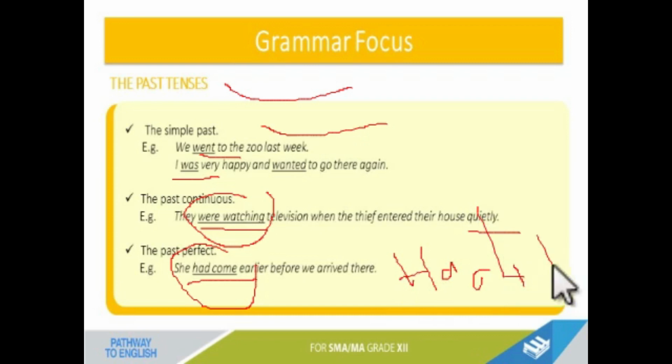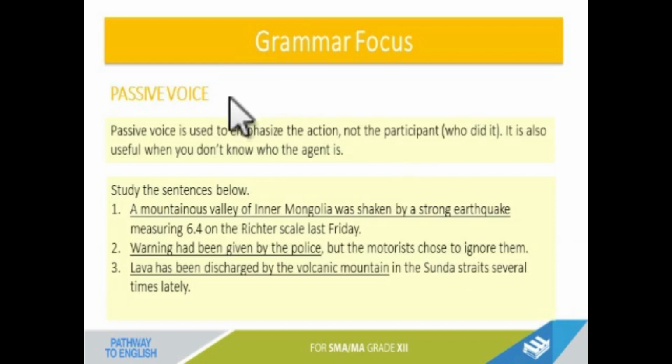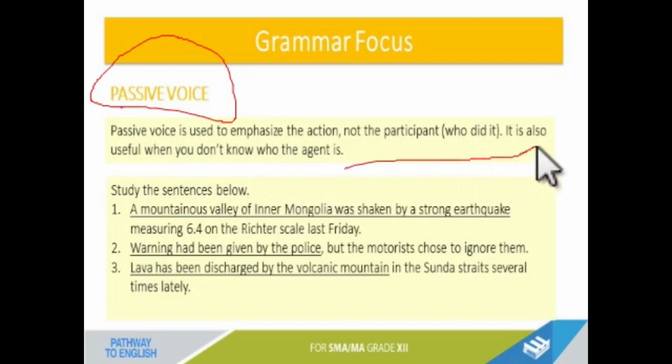Next, in the grammar focus, we also use passive voice. Passive voice is used to emphasize the action, not the participant, who did it. It is also useful when you don't know who the agent is. So if something happens and you don't know the subject, we can explain it by using passive voice. I think you have already learned about passive voice before. And then study the sentences below.